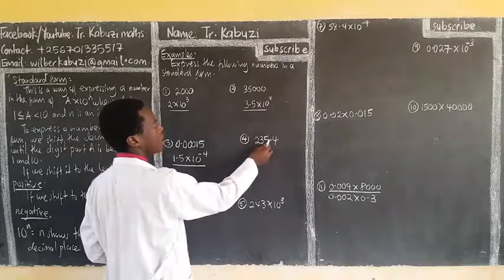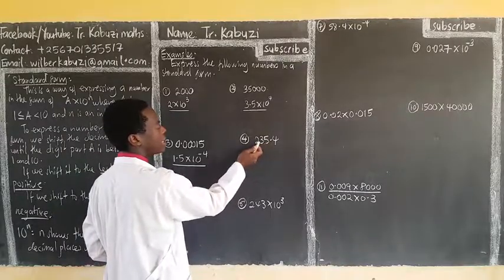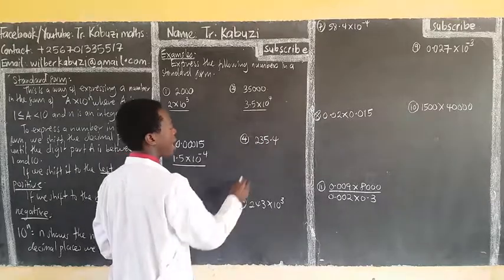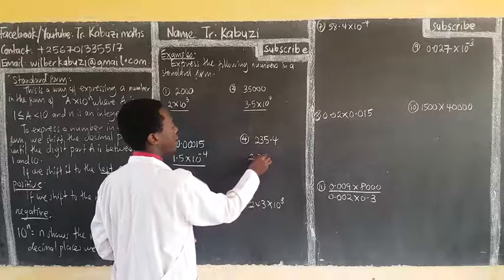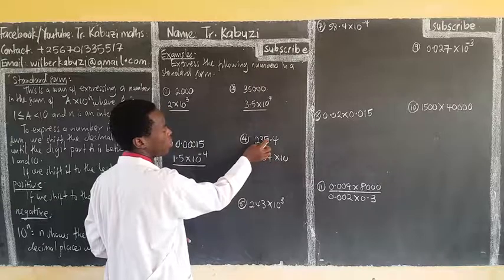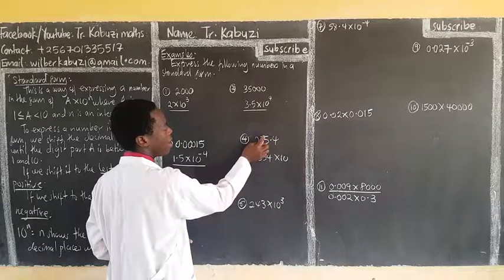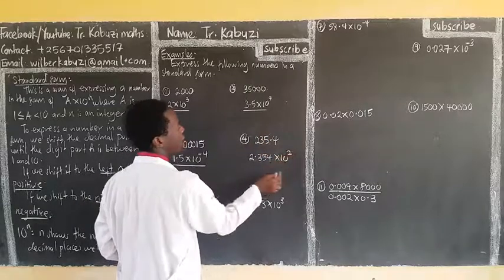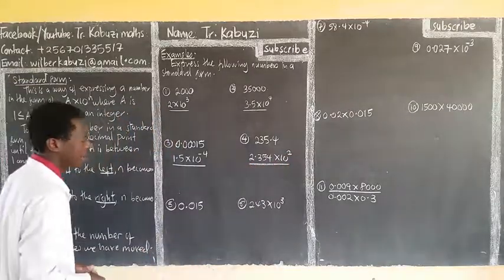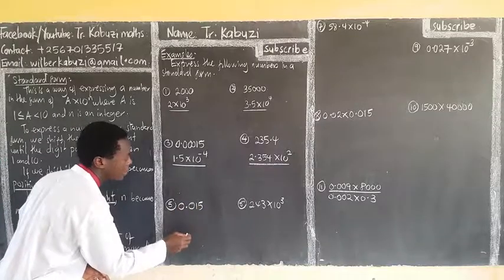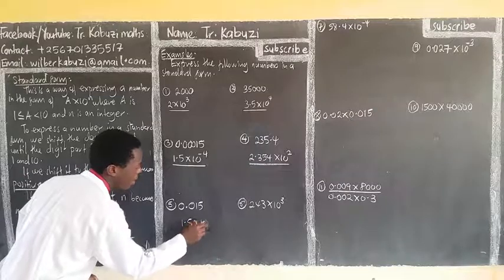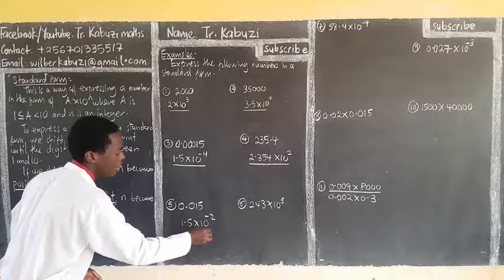Now this one already has a decimal point, so we are going to shift it. This number is not in the range of 1 to 10, so shift it 1, 2. So this will be 2.354 times 10. But remember, I'm shifting it only 2 places, 1, 2. So it will be power 2, and positive because I'm going to the left. Then this one, I'm going to shift it 1, 2. So it will be 1.5 times 10 power negative 2, because I'm going to the right.